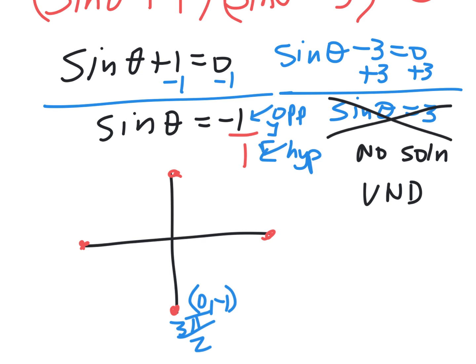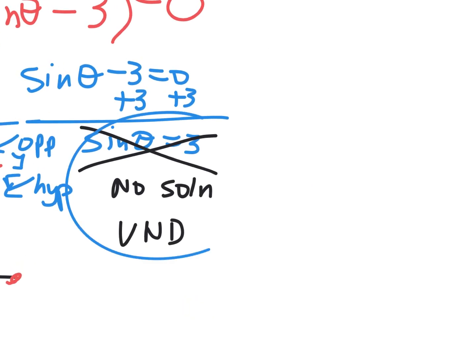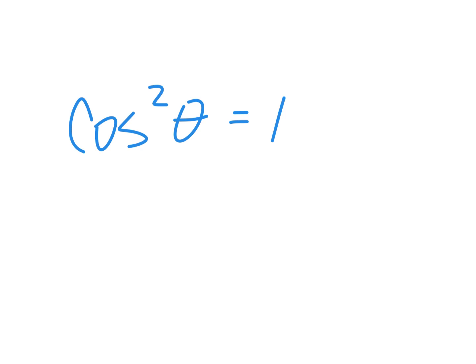Okay. All of this feeling pretty good so far? This was a little weird, but I think you can handle it. Okay. So, another kind. And in the past, if it just said cosine theta equals 1, you'd be like, oh, draw the triangles, find the spot. But this is different.